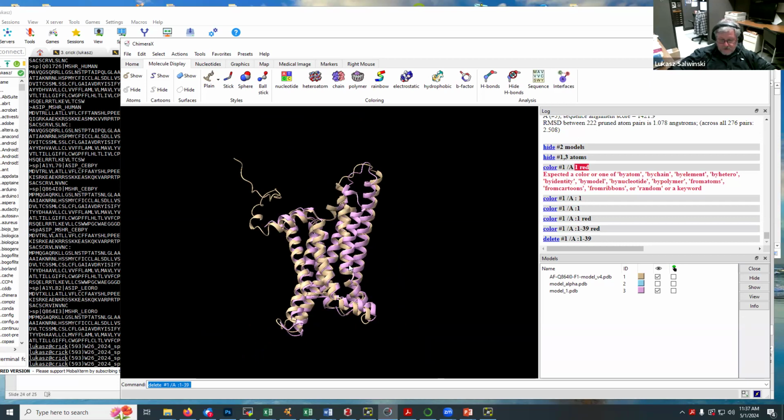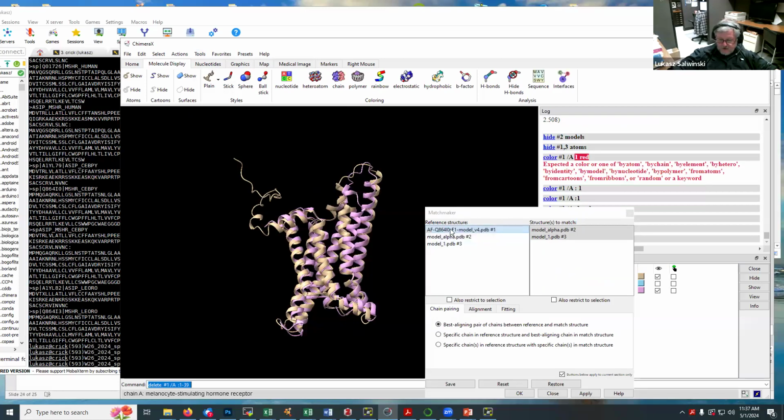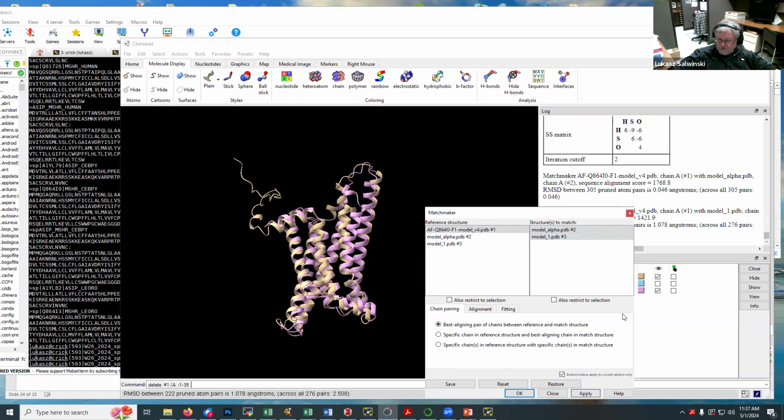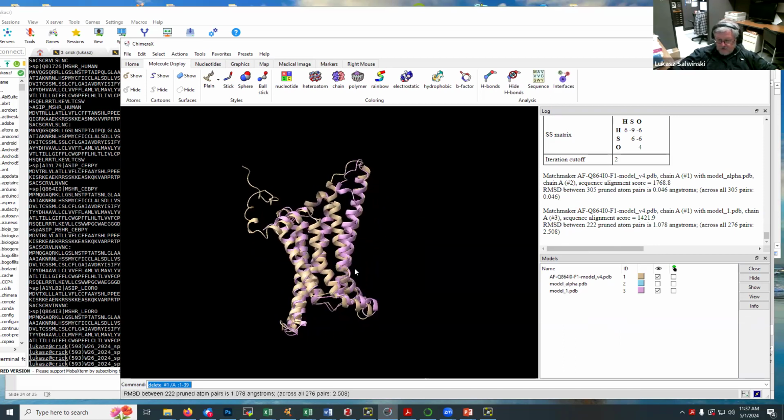We can try to align those things maybe better, because now our reference structure is closer to the other two models. So I'm going to go once more to tools, structure analysis, matchmaker. I'll select this one as a reference. We've got two more to align, and then we apply. They might move a little bit, they might stay the same, but just in case something could be better, and we can always rerun the matchmaker.